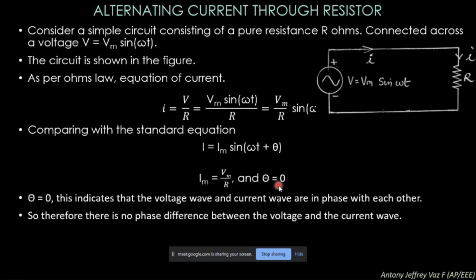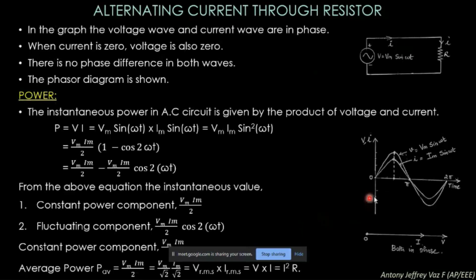Theta equal to 0. Why theta is 0 here is, if you connect a pure resistance in a pure sinusoidal waveform, then what will happen if you observe the voltage wave and the current wave in a digital oscilloscope? You can see the waves both are in phase. So you can say that theta is equal to 0. This indicates that the voltage wave and the current wave are in phase with each other. So there is no phase difference between the voltage and the current wave.